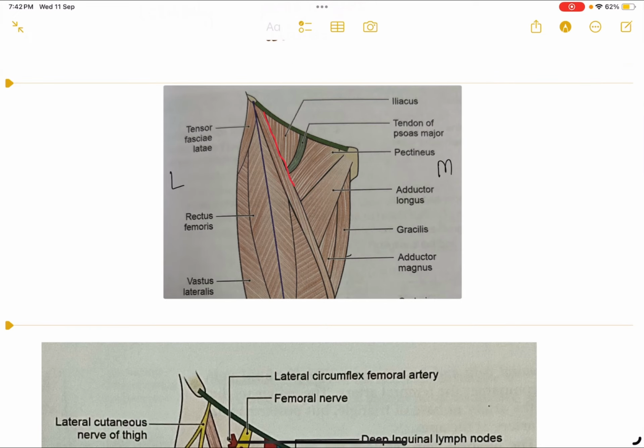So this is the femoral triangle. This is the base of the triangle and this will be its apex. So the medial border is formed by the medial border of the adductor longus muscle, while laterally this triangle is bounded by the medial border of the sartorius. So remember that the medial border of both muscles is involved.